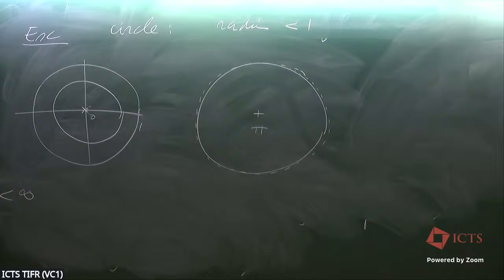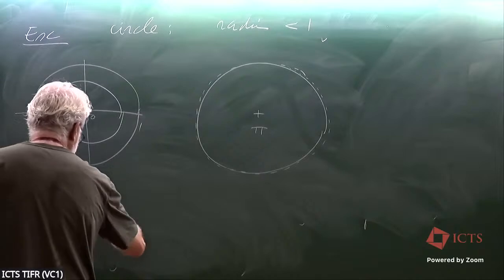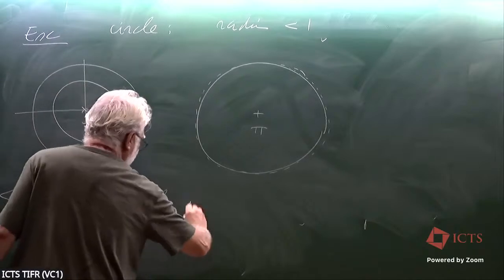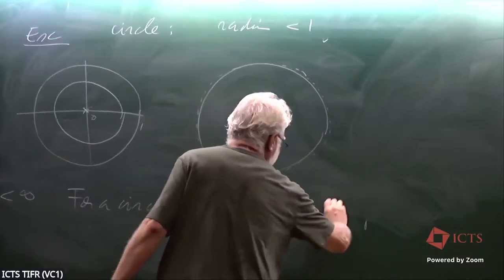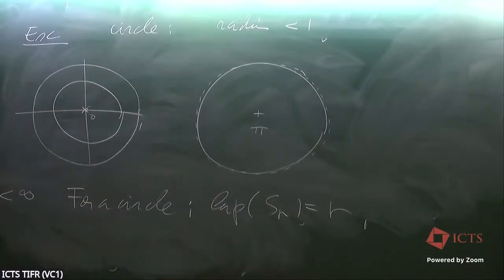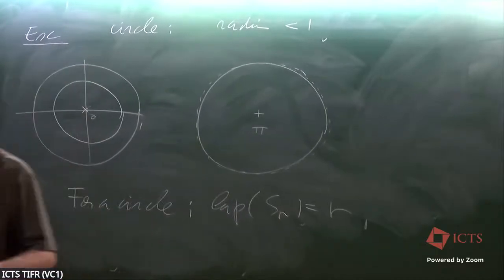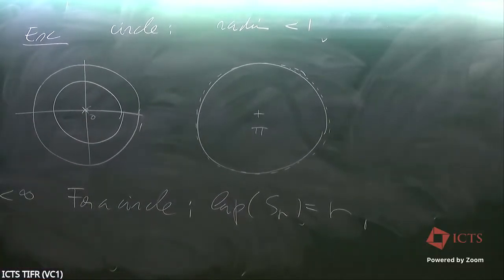Exactly, and that's the point, that for a circle, the capacity of S_R is exactly equal to R. It's almost the only case where you can make all the computations easily and get the capacity. But for a circle, the capacity is exactly the radius of the circle. Questions?